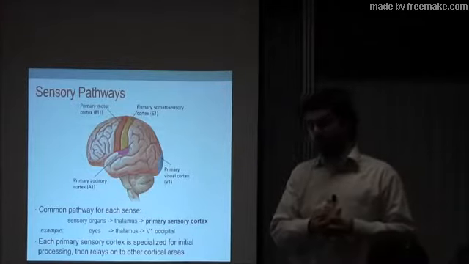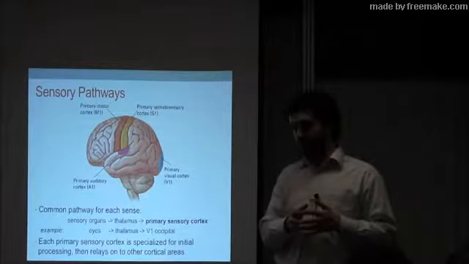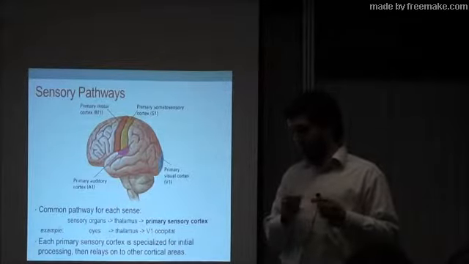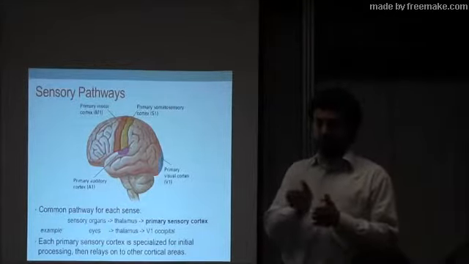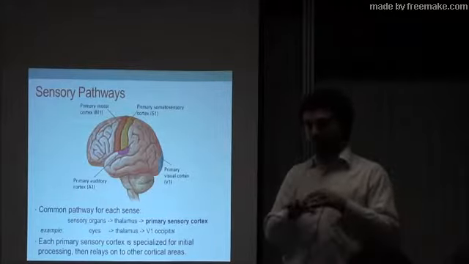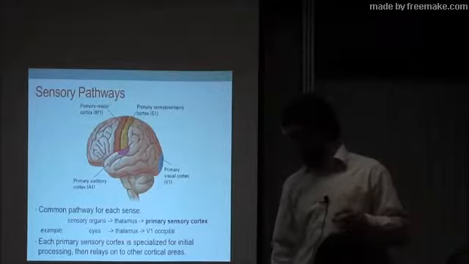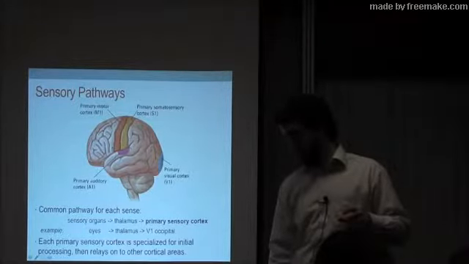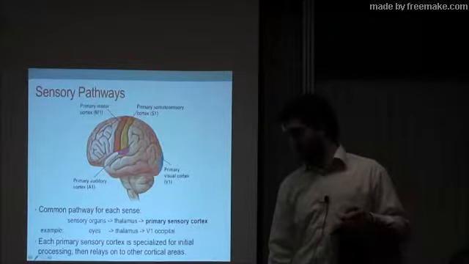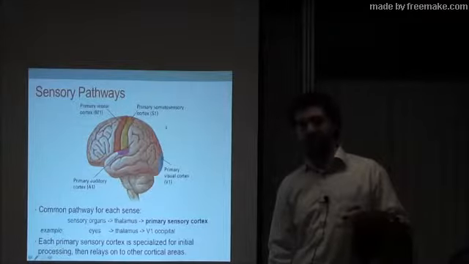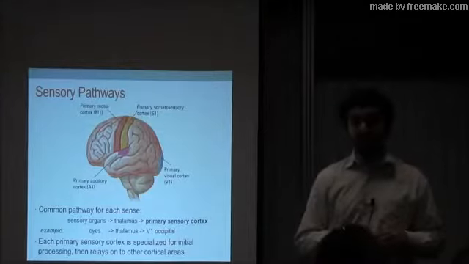Okay, so what I'm trying to say here is that there are distinct boundaries. I mentioned the central sulcus between the parietal and the frontal areas. There is the sylvian fissure here between the temporal and frontal and parietal. There is a parieto-occipital fissure here between the occipital and the parietal. So there are boundaries that separate these different lobes from each other.